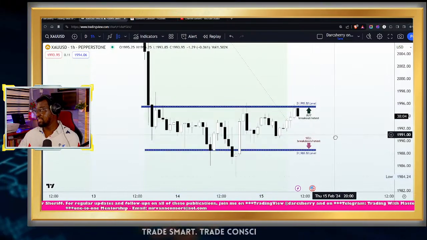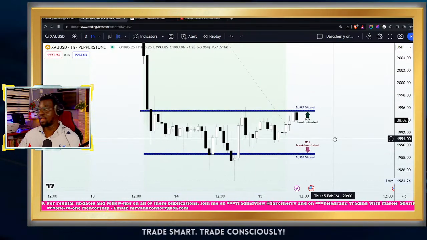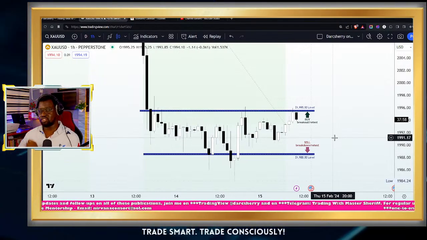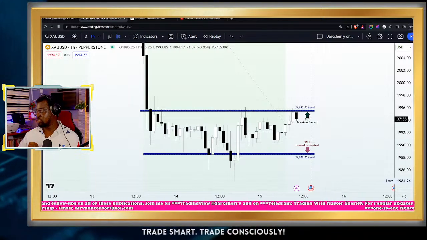As it is right now, the market is in limbo, and let's talk about the potential of the sellers first, considering the strong bearish move from Tuesday's trading session.